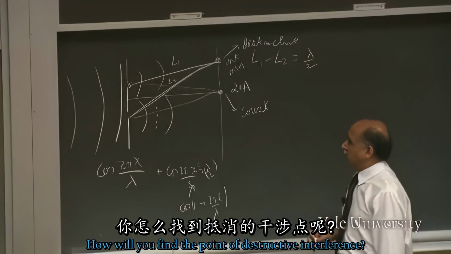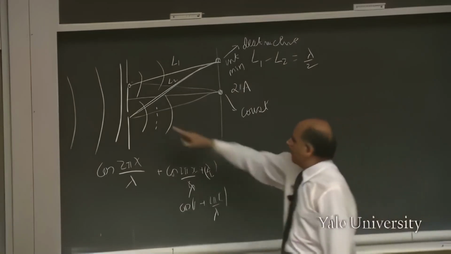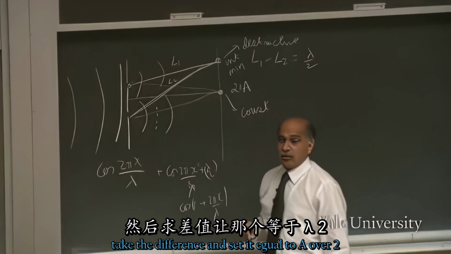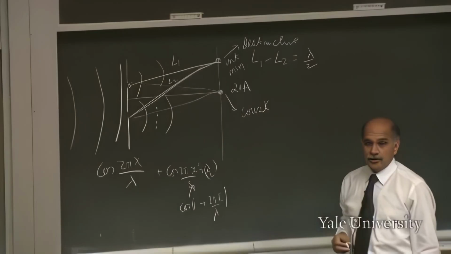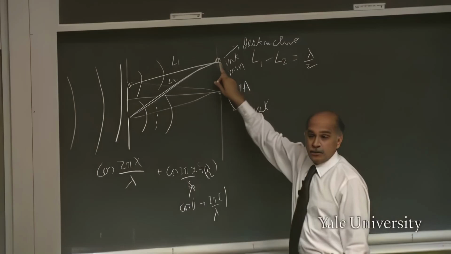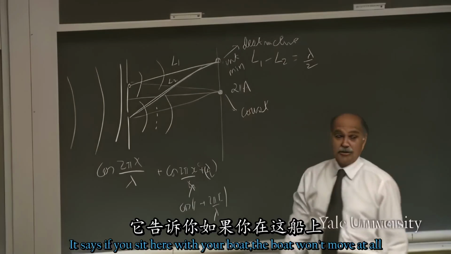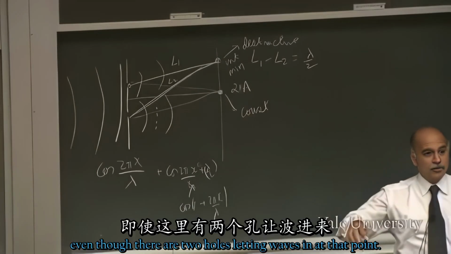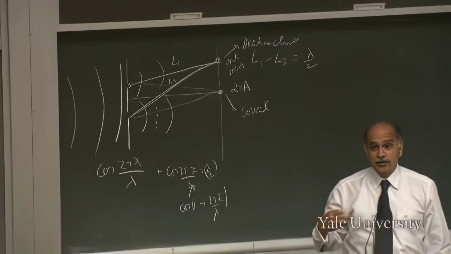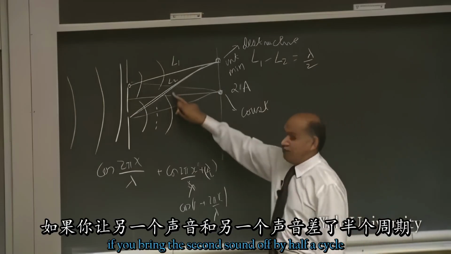How will you find the point of destructive interference? It's a matter of simple geometry. You measure that length, and you measure that length, take the difference, and set it equal to lambda over 2. That's the first destructive interference. That's a very interesting point to sit in. Look what it's telling you. It says if you sit here with your boat, the boat won't move at all, even though there are 2 holes letting waves in. At that point, that's the principle behind noise cancellation. You can actually cancel one sound with another sound if you bring the second sound off by half a cycle.